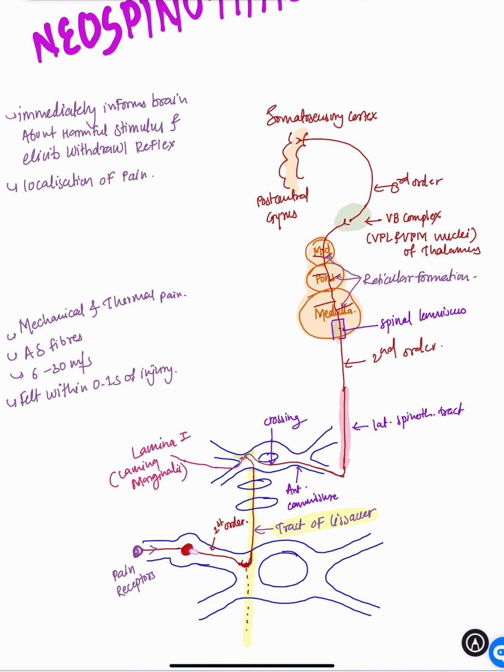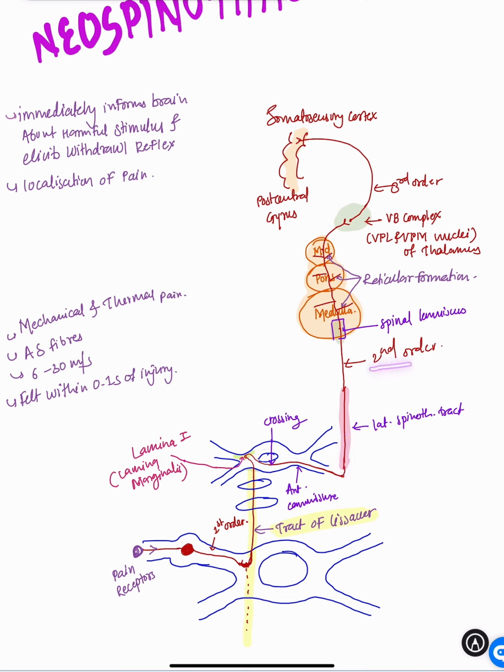This first order neuron enters into the spinal cord, and it either ascends upwards or downwards, travelling through one or two spinal cord segments, forming the tract of Lissauer. Then this first order neuron terminates on lamina 1 of the dorsal horn, also called lamina marginalis, and from here arises the second order neuron, which crosses to the opposite side through the anterior commissure, and then ascends upwards through the lateral spinothalamic tract.